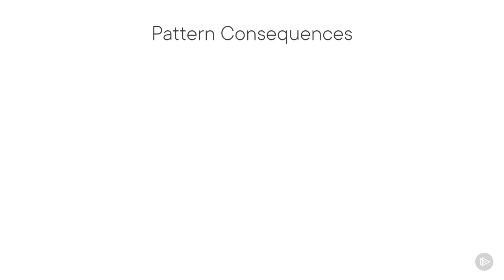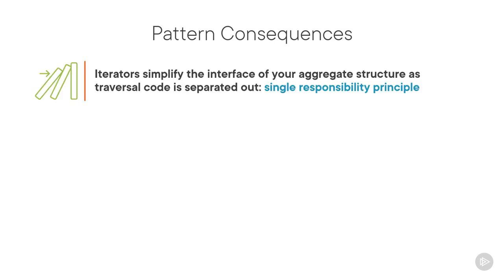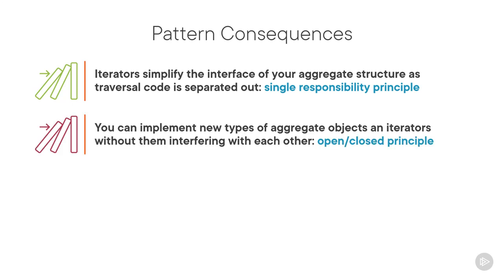An important consequence is that iterators simplify the interface of your aggregate structure. The traversal code is separated out in separate classes. This follows the single responsibility principle. Seeing we are working on interfaces and not implementations, the open-closed principle applies as well.